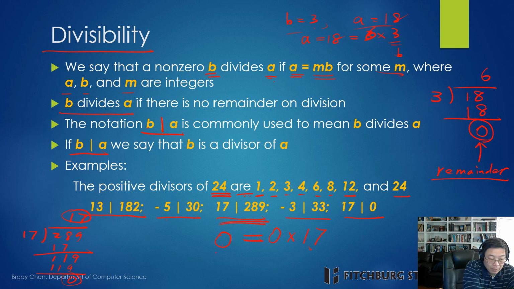So 0 is very special. Actually, any number divides 0, because 0 can be written as 0 times any number, not just 17. So 16 divides 0, 3 divides 0, any number divides 0. So that's divisibility, a pretty simple, very basic concept.